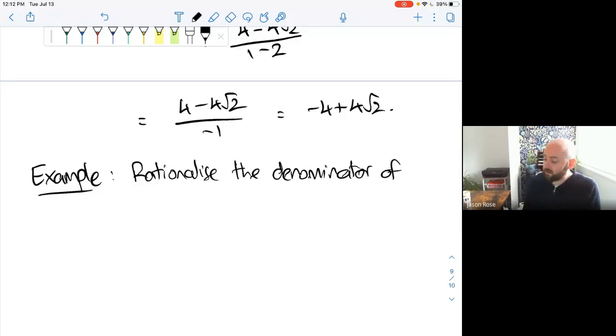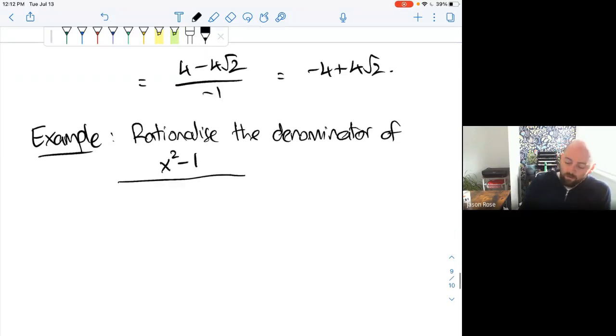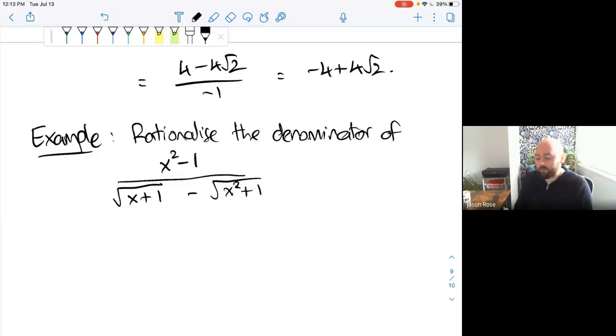Rationalize the denominator of, let's say we have x squared minus 1 over root x plus 1 minus root x squared plus 1. And simplify fully.